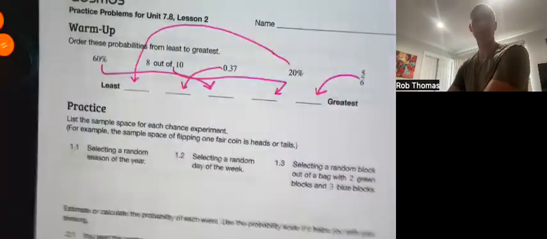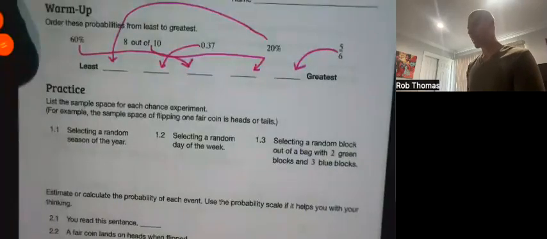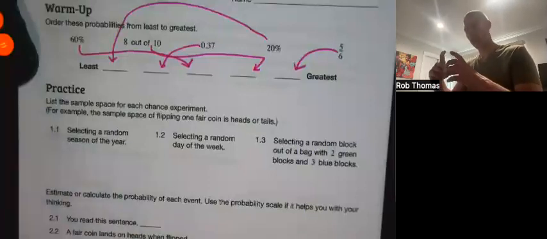All right. Next, it says list the sample space for each chance experiment. The sample space is a list or diagram or a table or something that shows every single possible outcome from a chance experiment. Why is it called a sample space? That's kind of a technical thing that would be hard to explain, but one way you could think about it is when you list everything out, you take up space, right? Take up space on your paper.